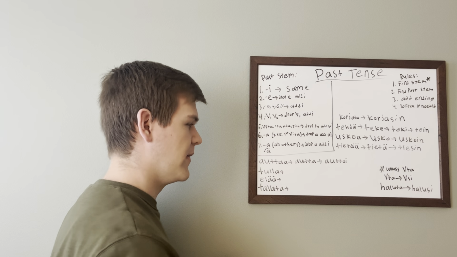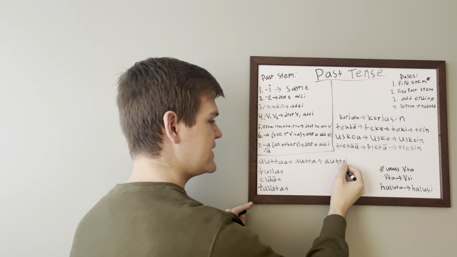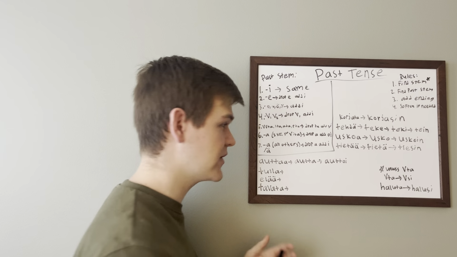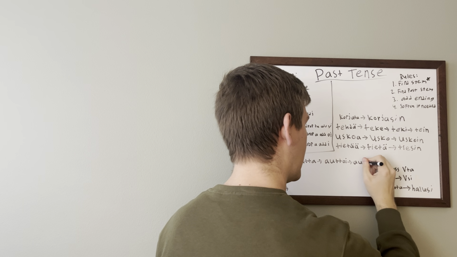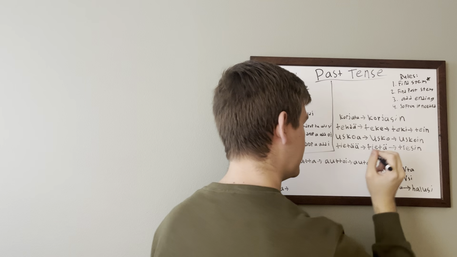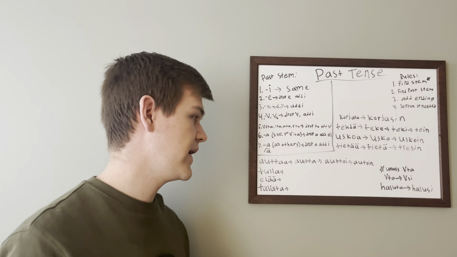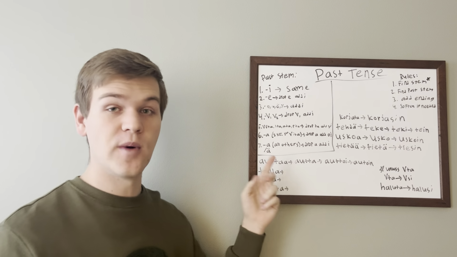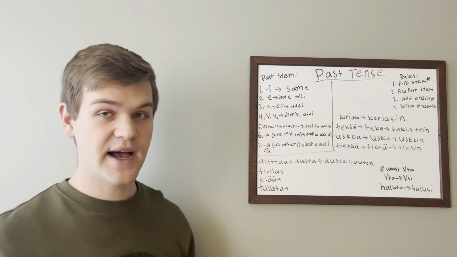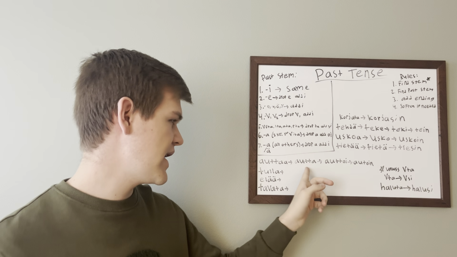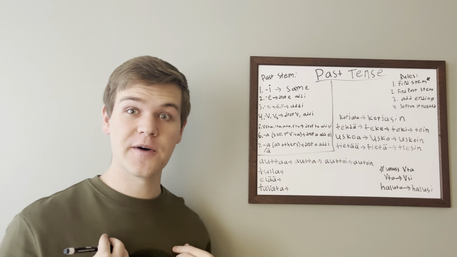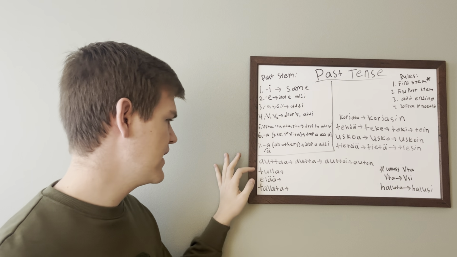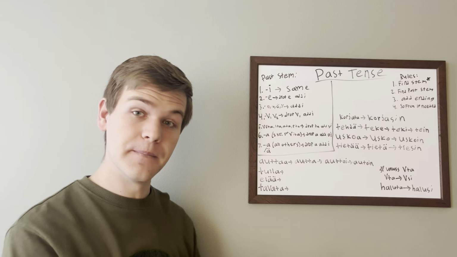And then when we add the N, this TT will soften to a single T. So we're going to get autoin. Autoin. Auta is to help. Autoin is I helped. So stem, past tense stem, we add the ending and soften. Auta, autoin, I helped.